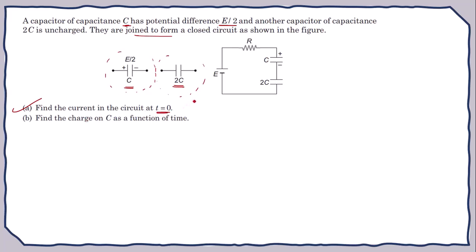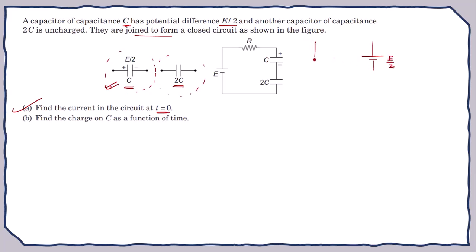So at time t equals 0, only the first capacitor will act as a battery. And since there is no charge in the 2C capacitor, it is acting as a plain wire. So can I say that the first capacitor is acting as a battery, keeping the polarity on this side. The charge is C and the potential difference is E by 2. So this is acting as an external battery source equal to E by 2.